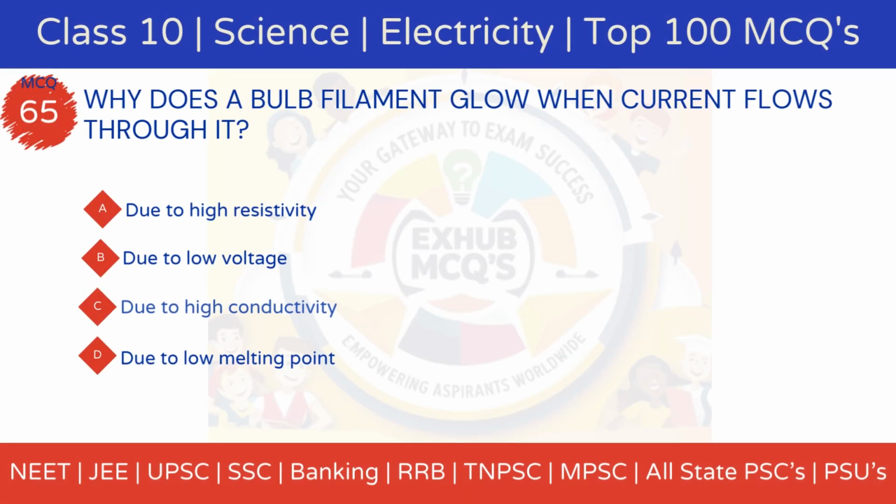MCQ 65. Why does a bulb filament glow when current flows through it? Option A, due to high resistivity. Option B, due to low voltage. Option C, due to high conductivity. Option D, due to low melting point.